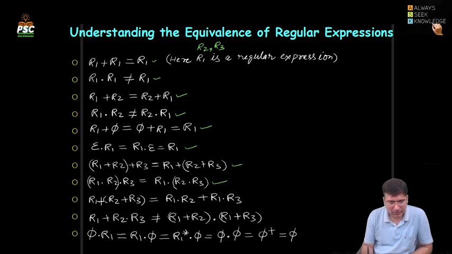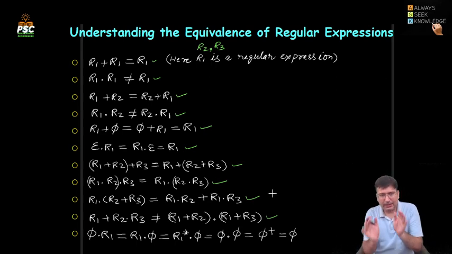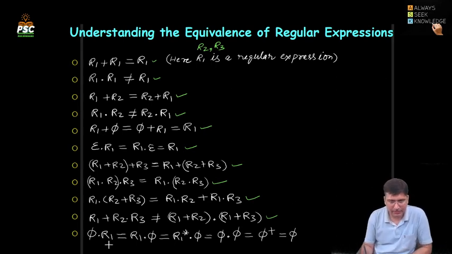Now, in the case of distributivity, the concatenation operator is distributive over union, but union is not distributive over concatenation. If you write R1 dot (R2 or R3), it is equivalent to R1 dot R2 or R1 dot R3, which we saw in the previous class. But if you write R1 or (R2 dot R3) and compare it with (R1 or R2) dot (R1 or R3), it will not be equivalent. All these things we have already discussed in the previous lecture. Now look at something new.